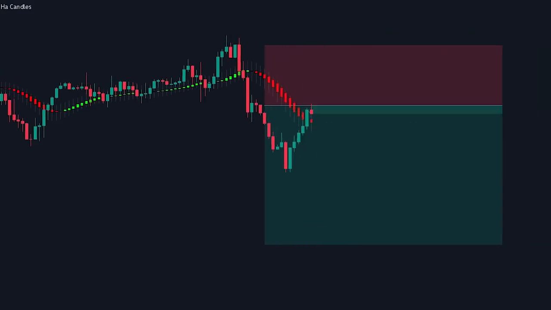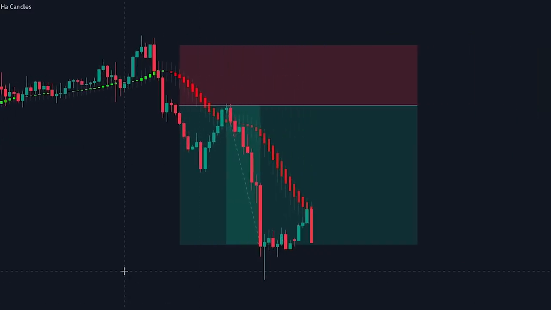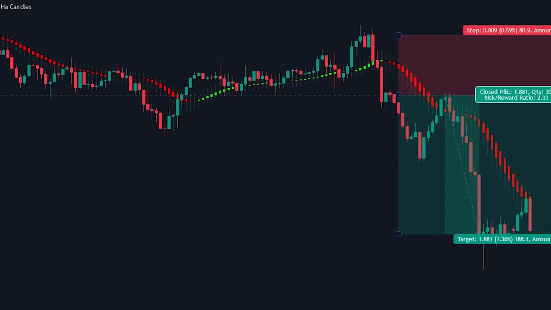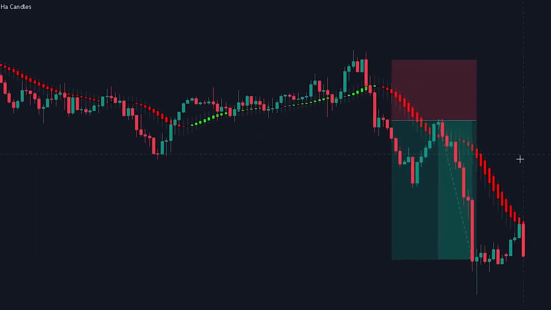As you can see, the smooth Heiken Ashi candlesticks is an extremely powerful indicator that can help us combine Heiken Ashi candlesticks along with the actual price action.